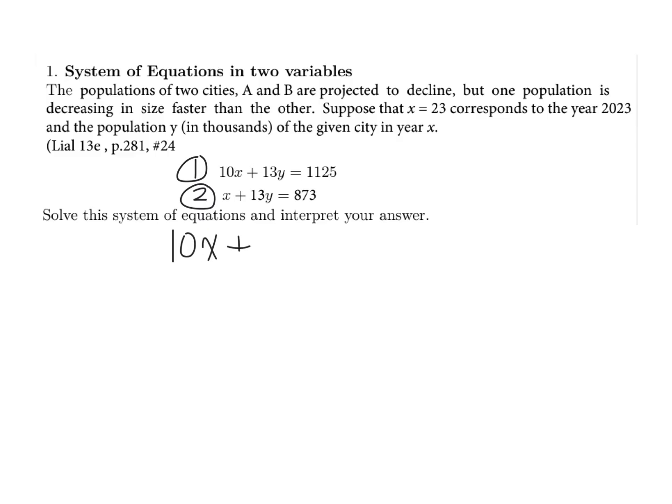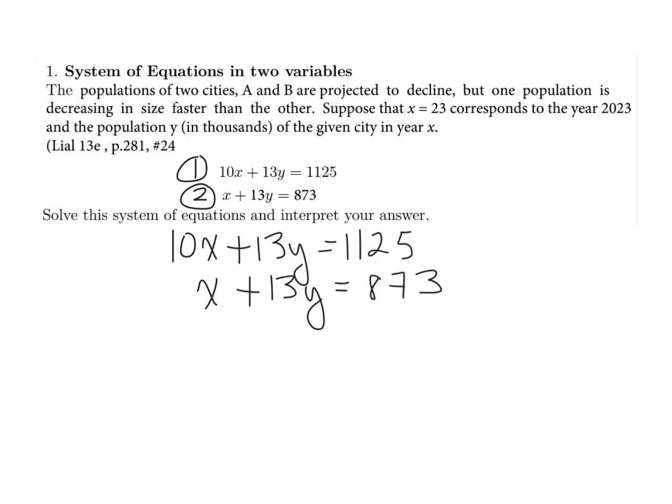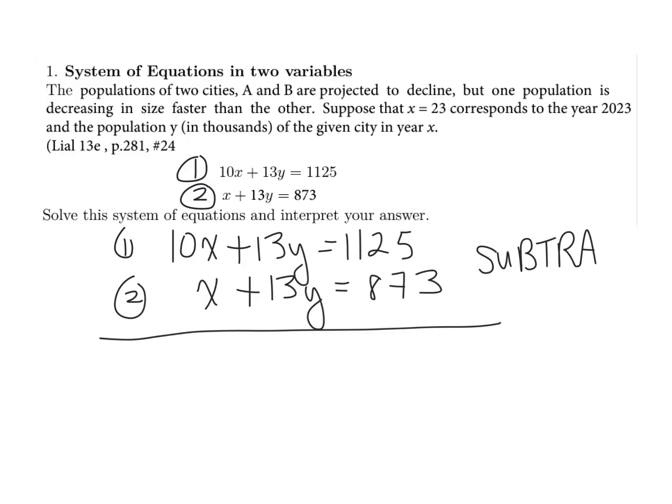So 10x plus 13y is equal to 1,125, and x plus 13y is equal to 873. Equation 1, equation 2, just as they're written, and I'm going to subtract. So I can subtract the x's from each other, the y's from each other, and again the constant.